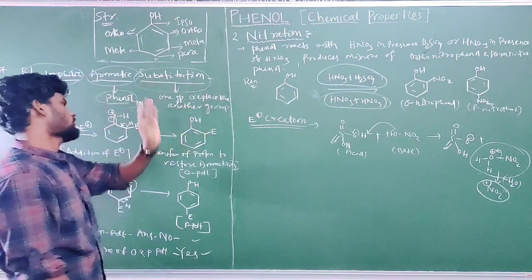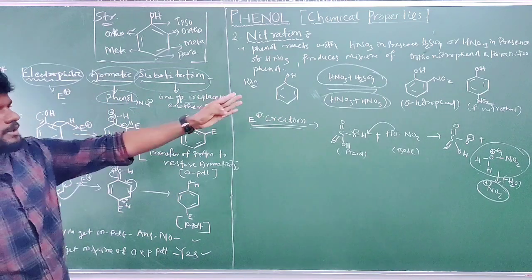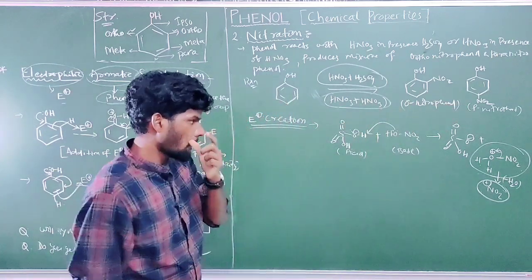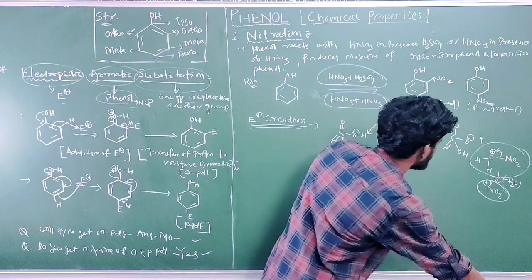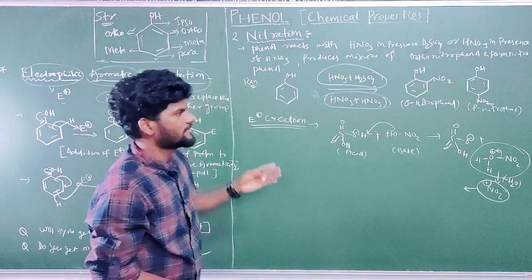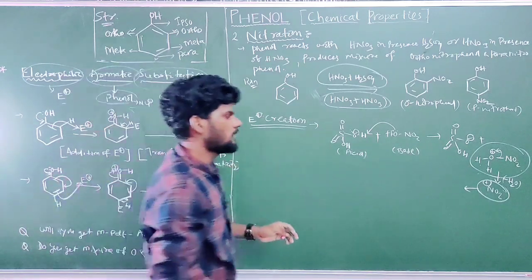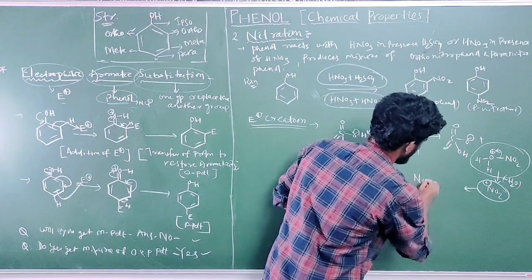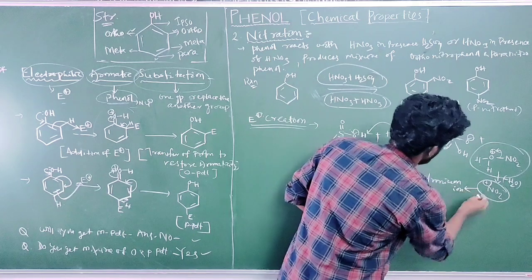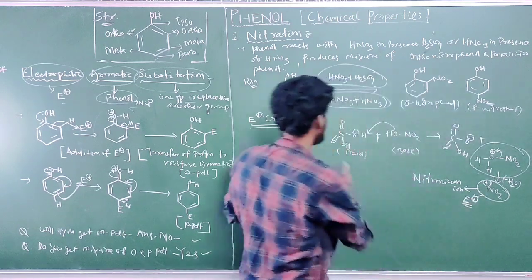If this electrophile replaces here, then you will get ortho and para product. I am writing there ortho and para product. So this is the electrophile. Remember, in the exam, if it is asked what is the electrophile in the nitration process, the answer is NO2 plus, and the name is nitronium ion. So this is the electrophile for the reaction. Okay, this step is important.